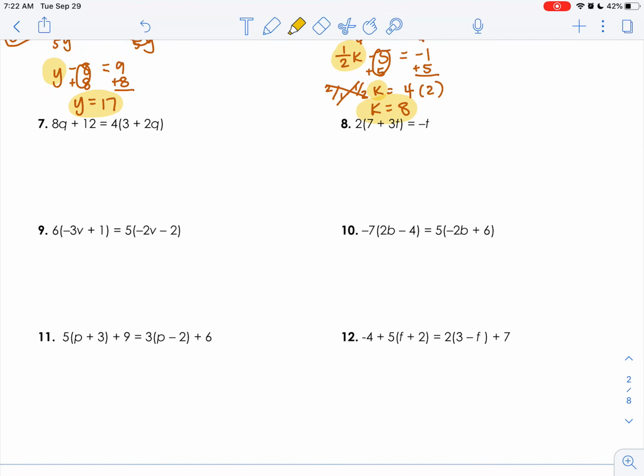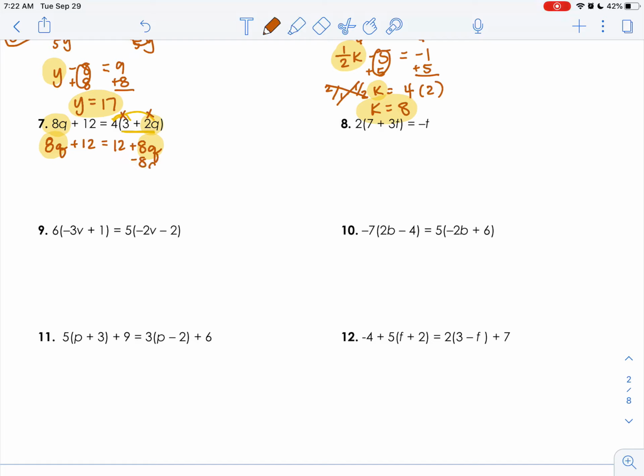Looking at number 7, I have 8q plus 12 equals 4 times the quantity 3 plus 2q. I've got q's on both sides, 8q, and then a 2q inside parentheses. So on this one, I am going to need to distribute first, only on the right-hand side, because I have 4 of these, meaning I have 4 times 3 and 4 times 2q. So on the left, I have 8q plus 12. I'm not going to do anything yet. And then 4 times 3 is 12. 4 times 2q is a positive 8q.